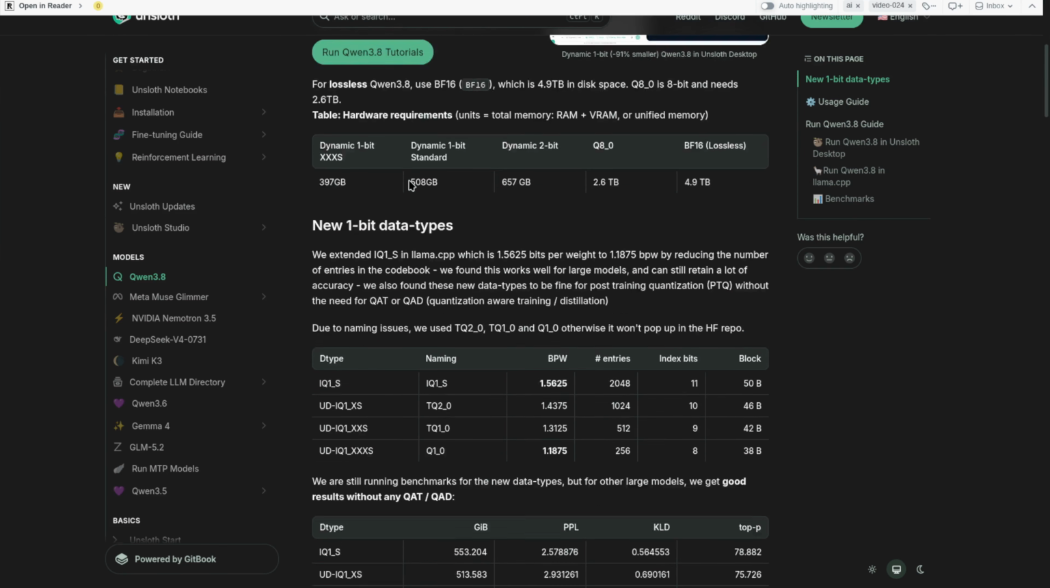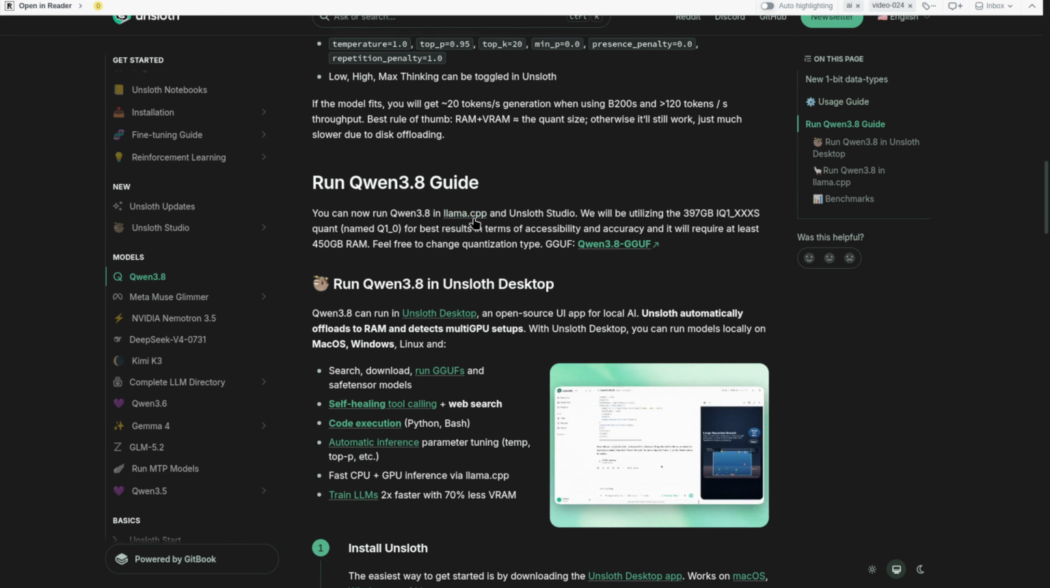Unsloth's own post says that even at this range, you're expected to get around 20 tokens per second of generation, which is not particularly fast. And they do say the rule of thumb is that RAM plus VRAM equals quant size. Otherwise, it still works, just much slower due to disk offloading. So just some optimizations here. Honestly, 20 tokens per second is objectively a little slow. And you're spending hundreds, possibly thousands of dollars on data center GPUs, right, to run something like this.